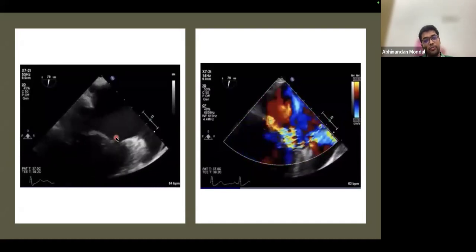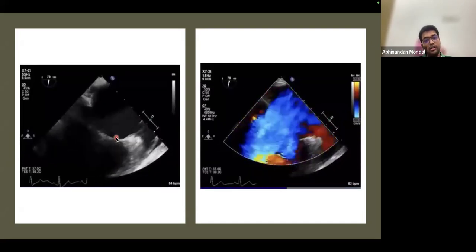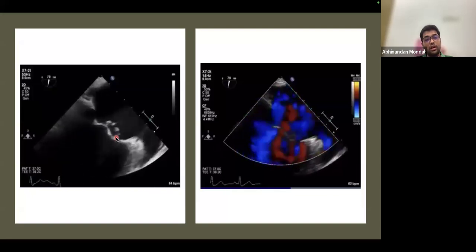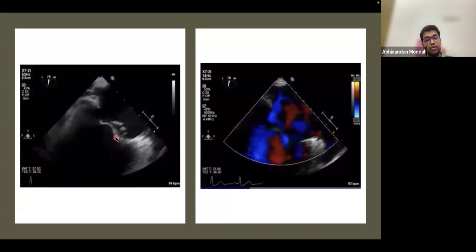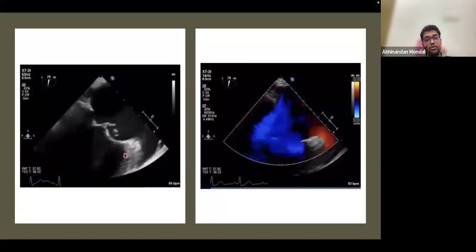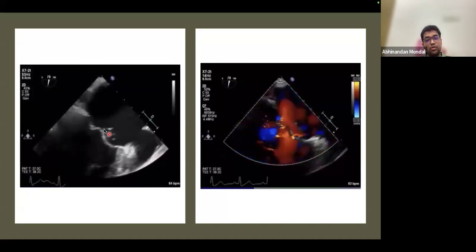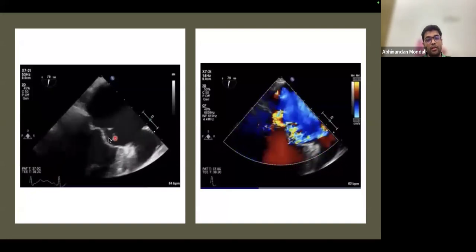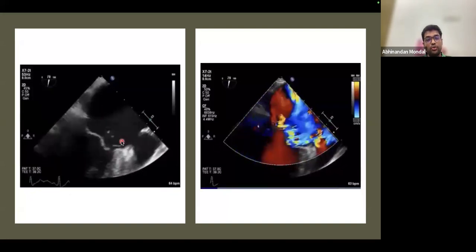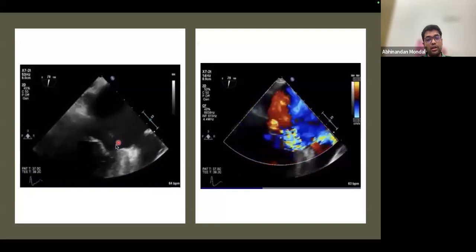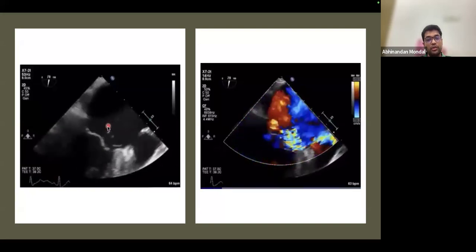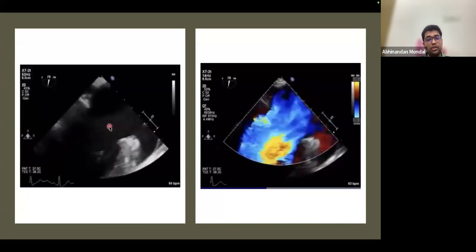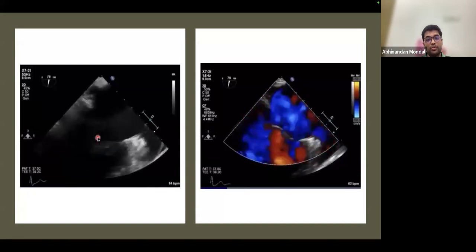So this is the same patient. You are seeing it from your midesophageal commissural view. Now here you can see there is a hood-like P2. You can see over here behind A2. This is your P1 and this is your P2. You can see over your A2 scallop.